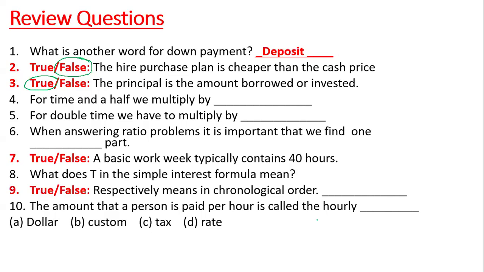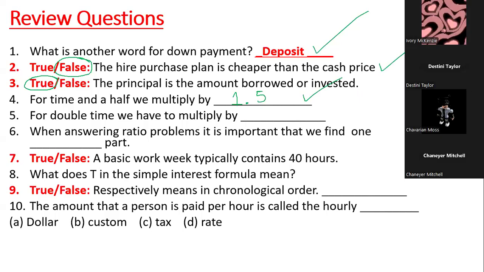Number four, for time and a half, we multiply by 1.5. Anyone got that? Let me know, please. Very good. So if you got it right, please put a tick. I got deposit right. I got false right for number two. I got all 4 right. I got 1.5. Y'all got all 4 of them right? Excellent.